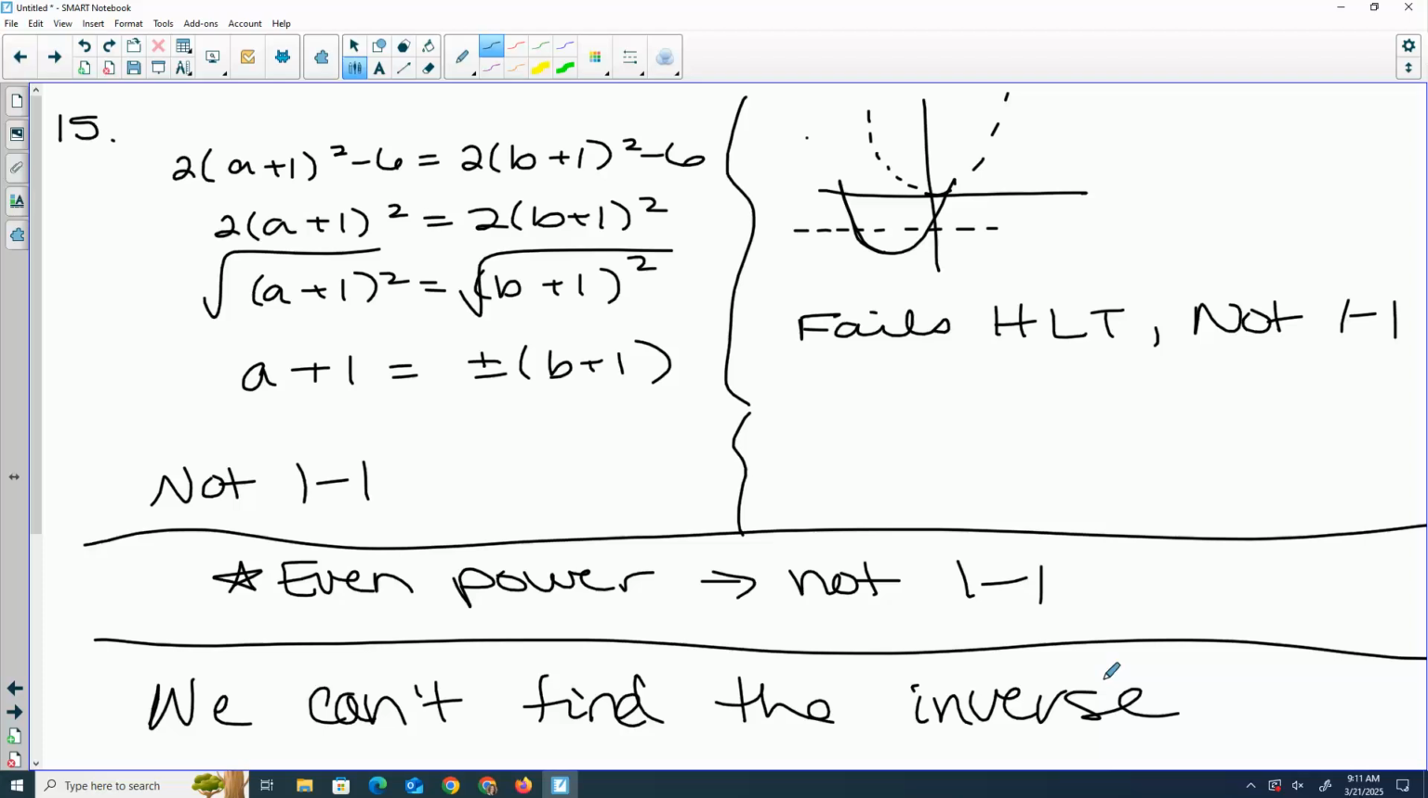We can't find the inverse because y's get repeated. So when we try to find that inverse, it wouldn't be unique.